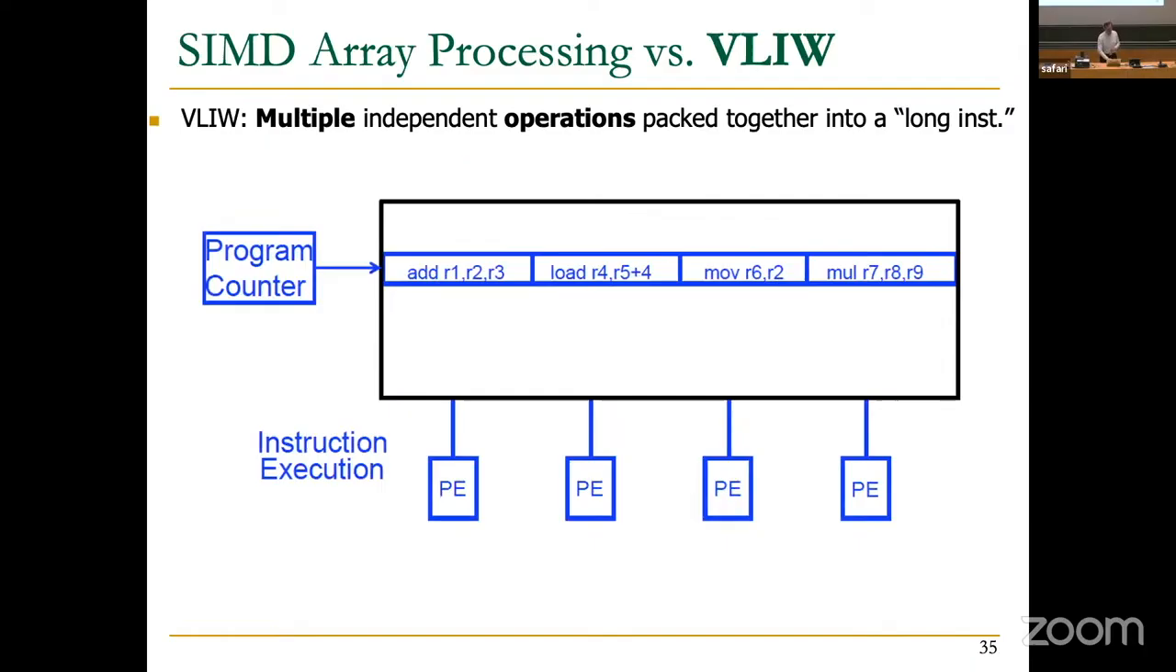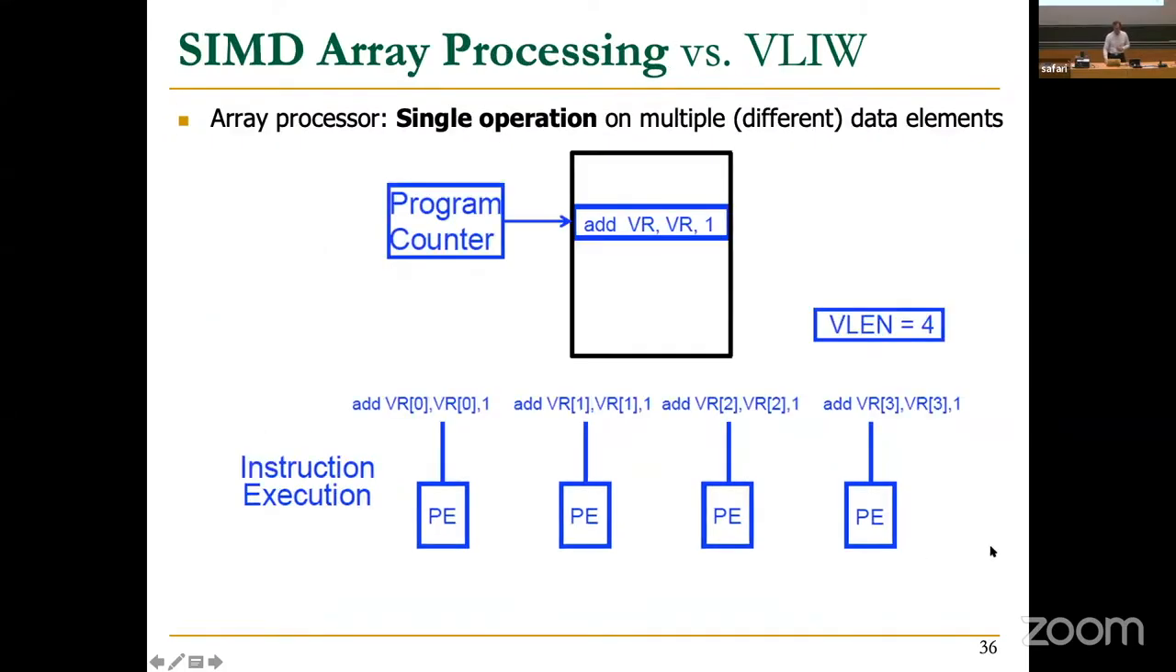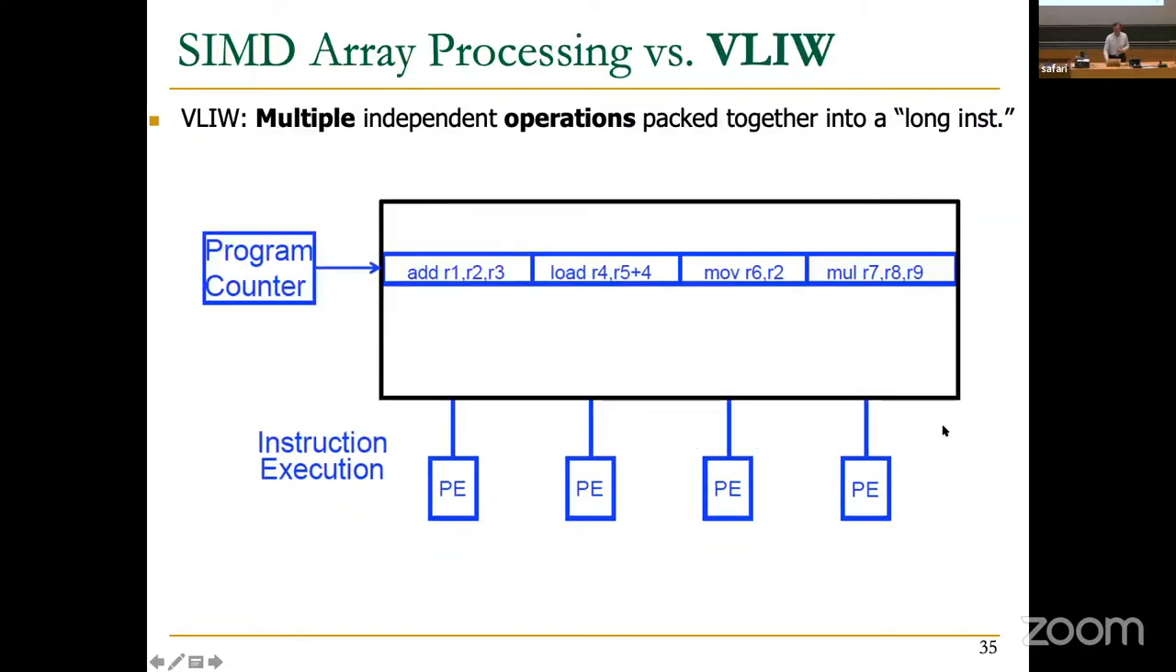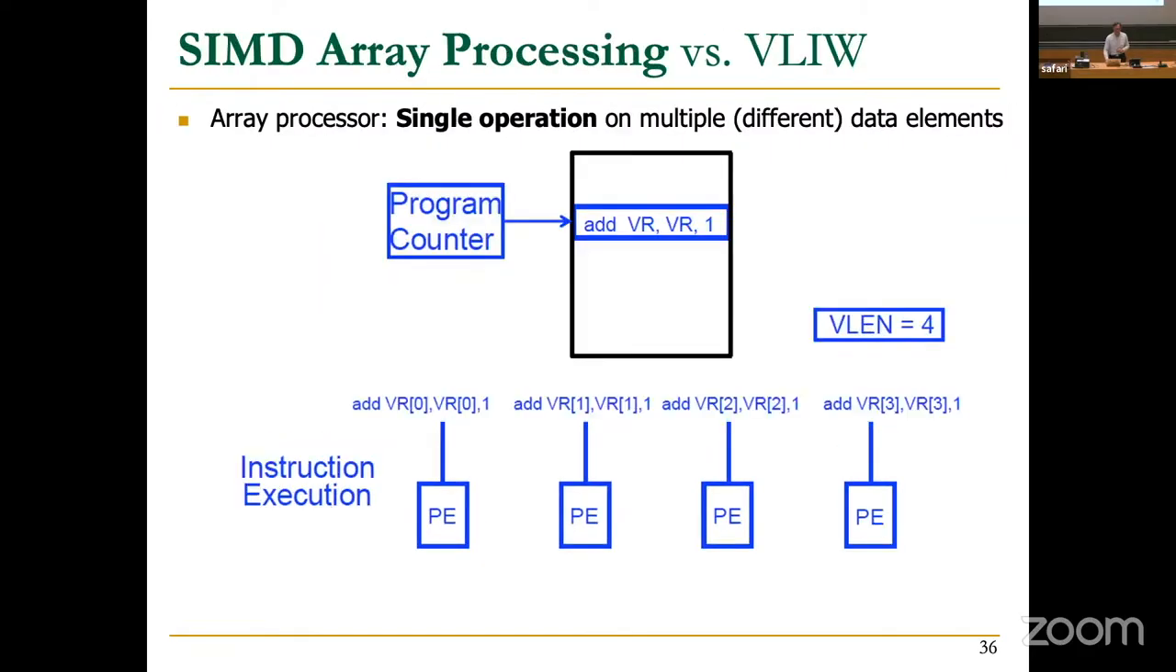Okay, so now let's contrast this to VLIW. Yesterday, I showed you this picture. We looked at VLIW. We had a single program counter that would fetch a long instruction word, right? Multiple independent operations are packed together into a long instruction. And these independent operations had nothing to do with each other, right? Array processing, let's just look at array processing in this particular case. If you look at a program counter, it specifies a single operation, except the single operation gets expanded to multiple different data elements. So this is the contrast between VLIW and an array processor.